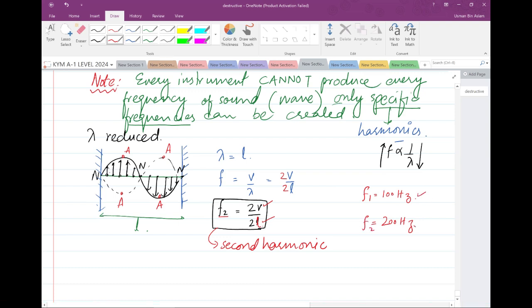Now these represent only specific frequencies. That means this instrument won't be able to produce any frequency less than 100 or greater than 200. That means the first note that this string can produce will have a frequency of 100 hertz, and the second note that it can produce is going to be 200. This instrument will not be able to produce any other frequencies but these two.